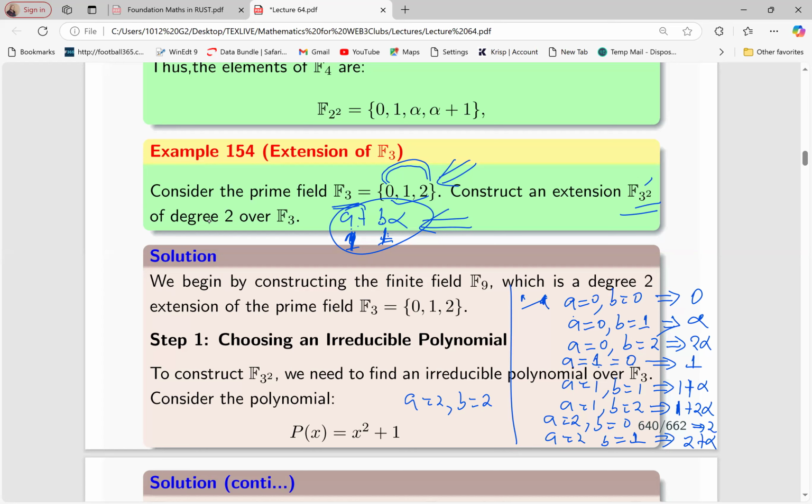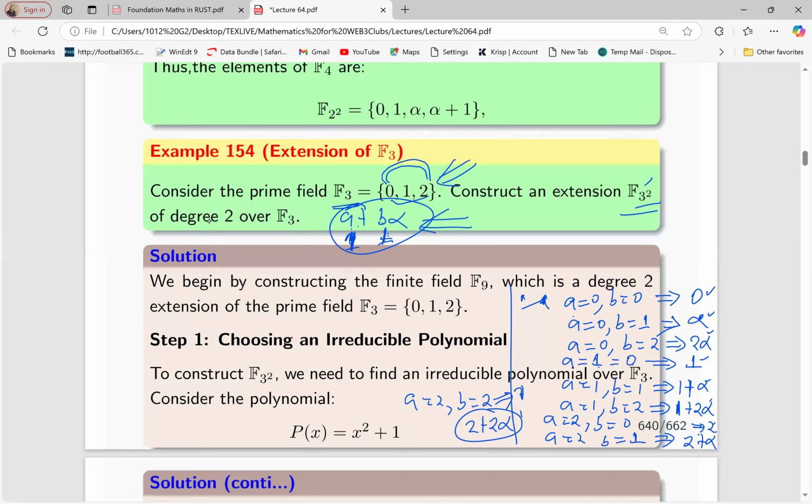And if A is 2 and B is 2, then you have the element 2 plus 2 alpha. This is the element. This must be 9 elements: 1, 2, 3, 4, 5, 6, 7, 8, and then 9 elements. We've obtained the 9 elements of the extension. This is how you obtain those elements of the extension.